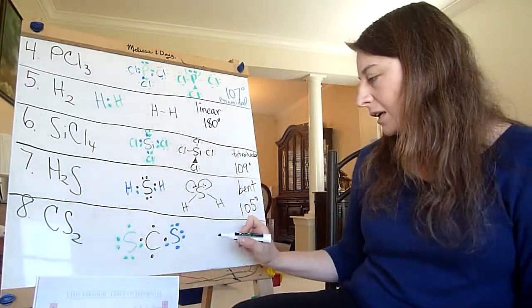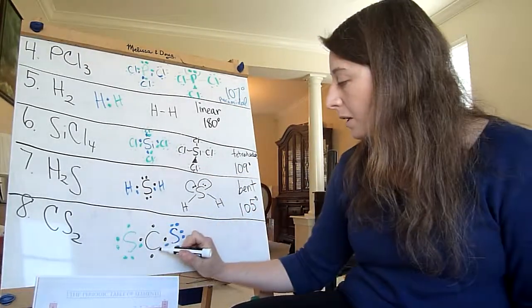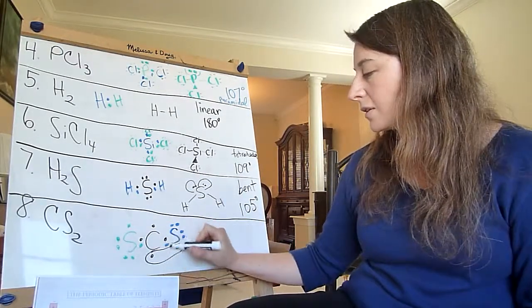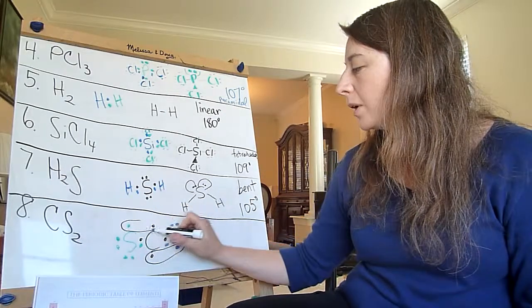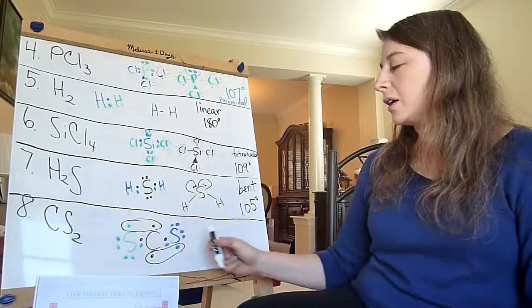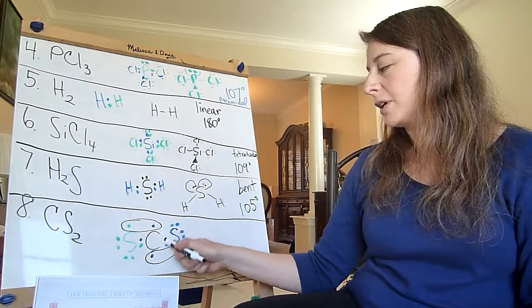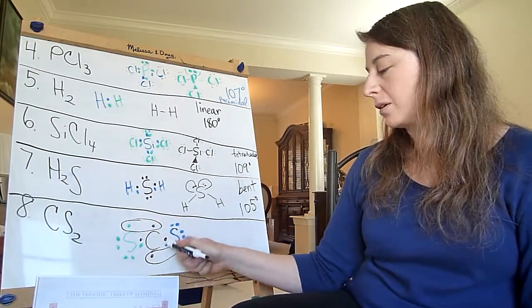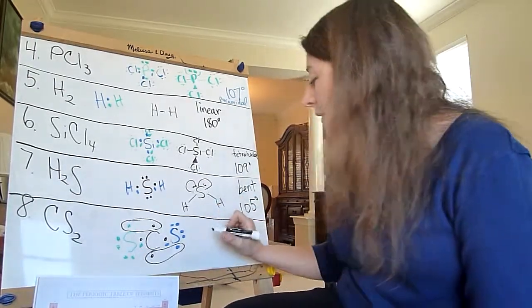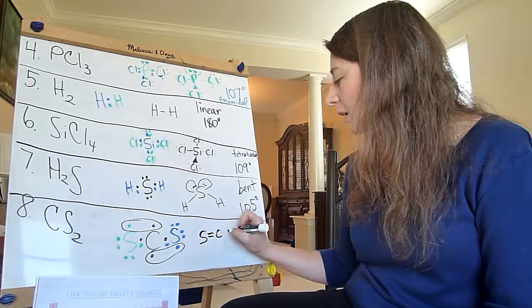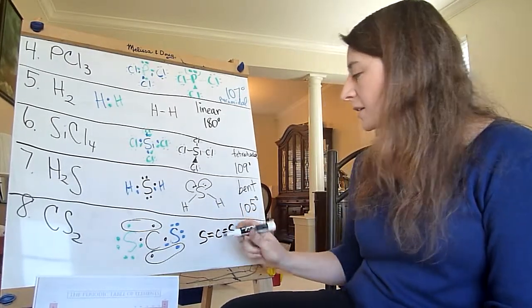Then you can see that we're going to have some double bonding, and we'll form a double bond between these. Here's a single bond, and then a double bond between these. So each sulfur will be double bonded to the carbon, a single bond here, and then the double bond here and here. So what we'll end up with is S double bonded to C, double bonded to S.